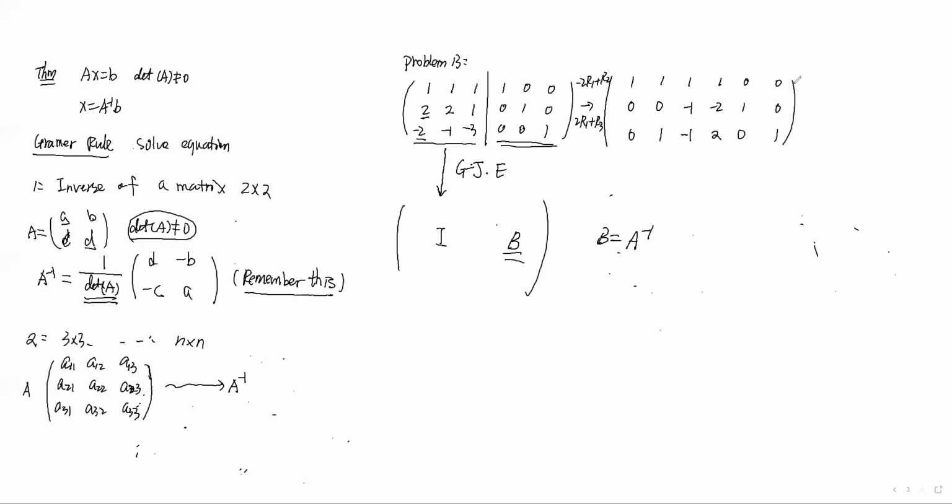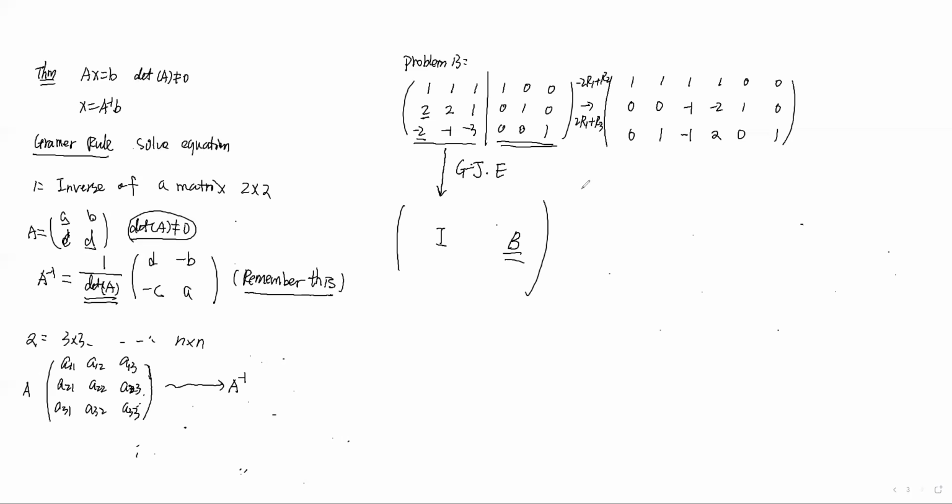So let's erase this part. Okay, and then you cannot switch the columns. You can only do the row operations. Okay, don't ask me why now. You cannot change the columns. Okay, so what happened to my pen?